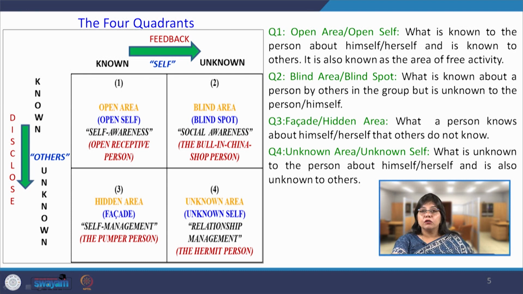So, if I talk about the first window, that is the open area, this is the most conducive area in any interactive behavior. This open area is also known as the open self, or an area of self-awareness, or it constitutes an open, receptive person. It is most conducive in the sense that the person knows about himself very well, and at the same time understands the other person, and the other person also understands the same person. So, there is reciprocation in understanding each other.